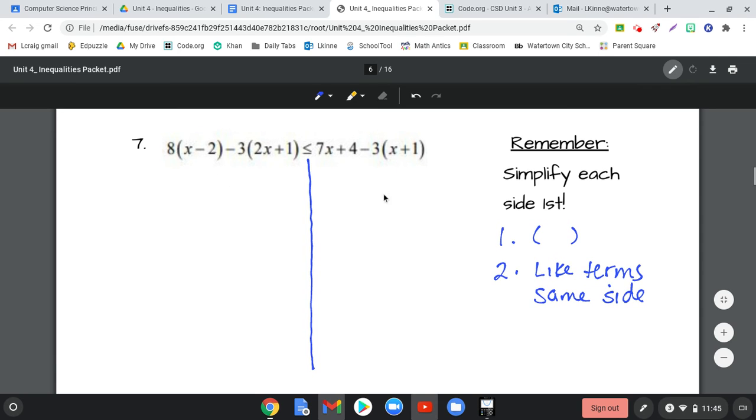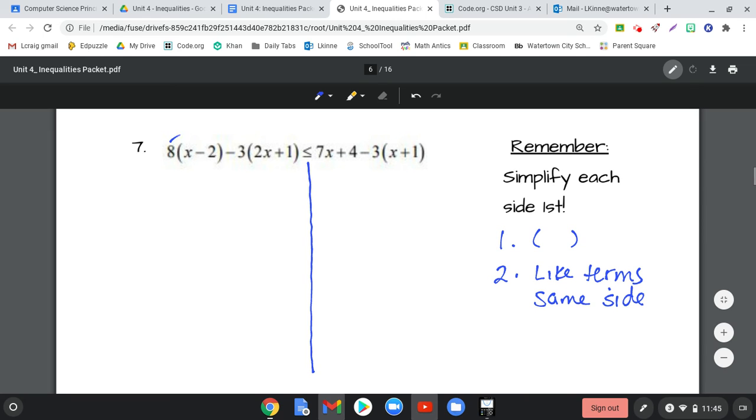All right, so I see parentheses. We're going to deal with that first. So we have 8x minus 16. Now be careful right here. It's -3 times 2x, so -6x, and -3 times 1 would be -3. Watch your signs there. Is less than or equal to 7x plus 4, and there's that -3 again. -3 times x is -3x. -3 times 1 is -3.